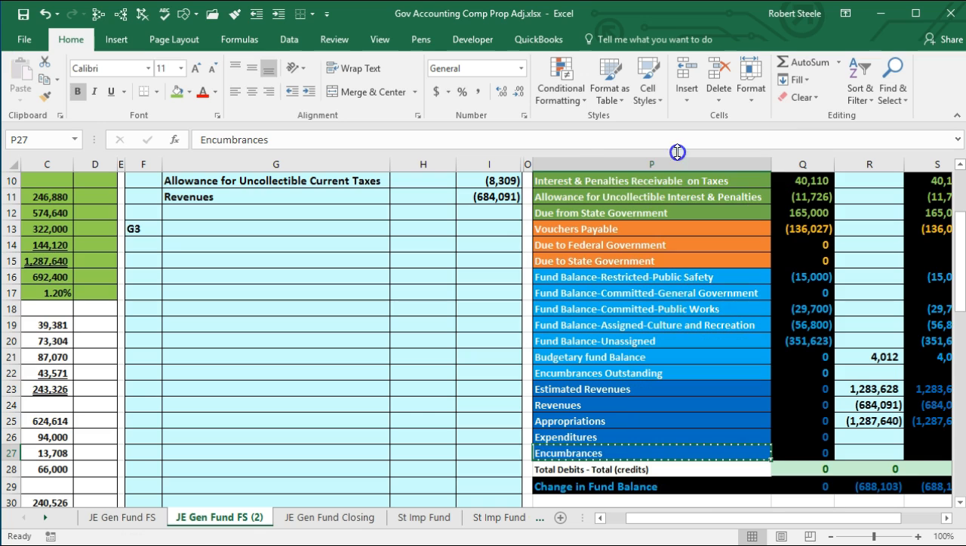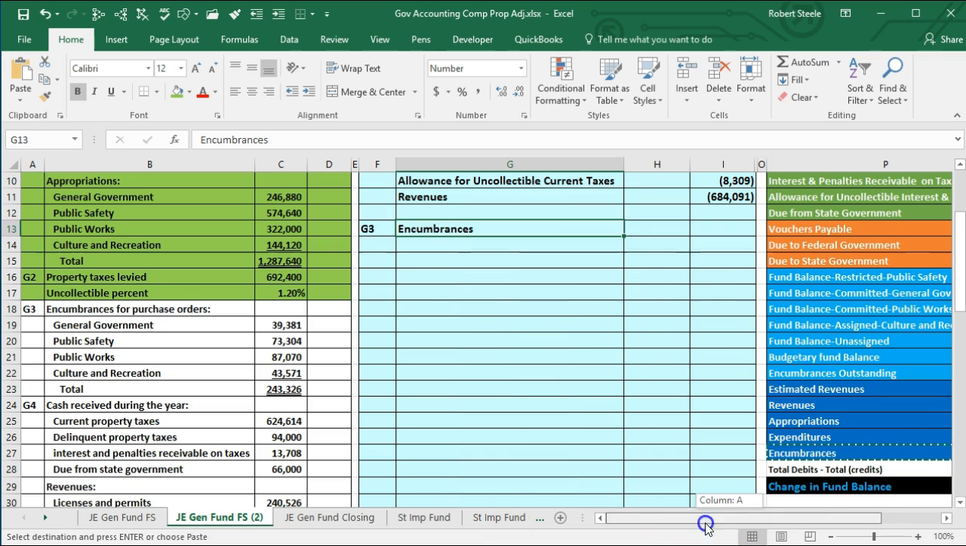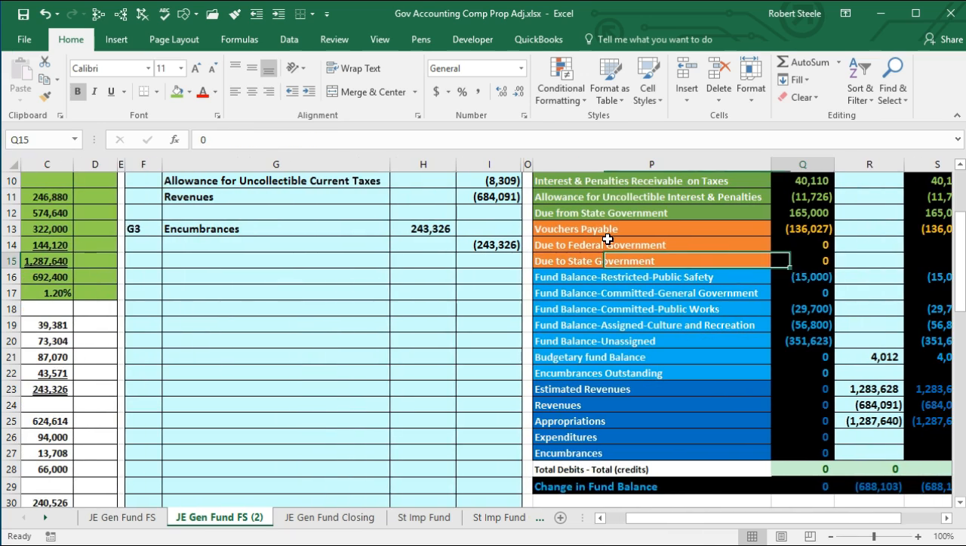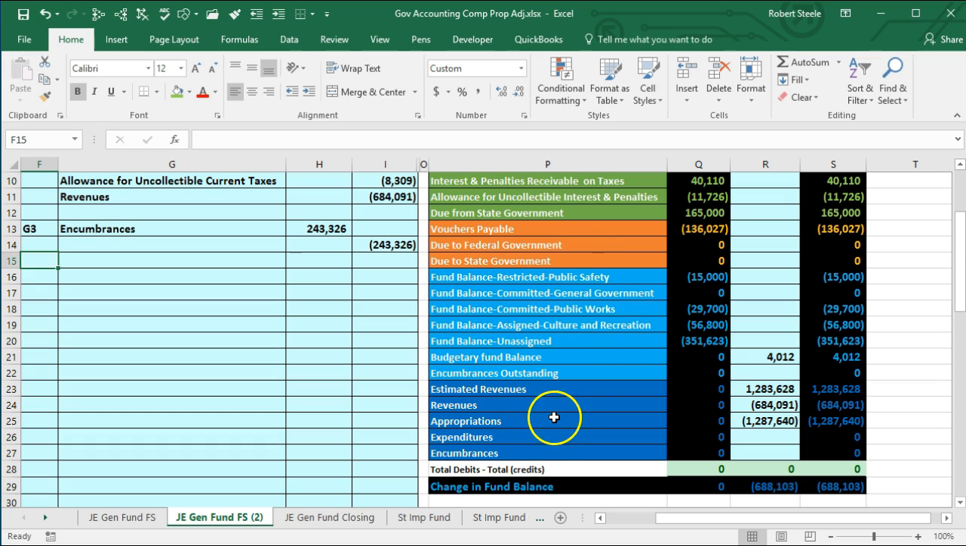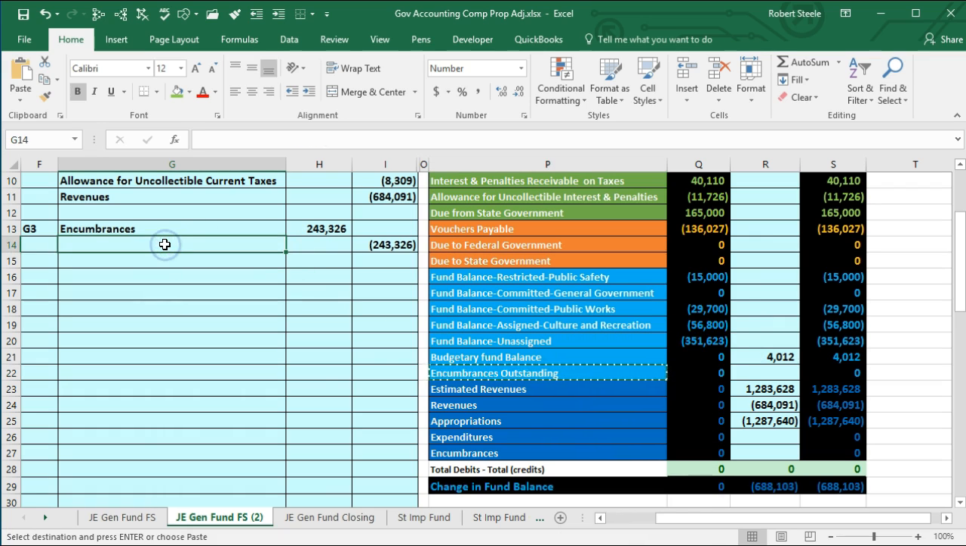Going to right click, copy that, put it in G13, right click, paste 1, 2, 3. The amount will be this amount right there. So that's 243,326. We're going to credit the same amount. So I'm just going to say negative of that number, same amount with a credit. And that will go to encumbrances outstanding. So we're just going to basically record both halves of it here. One being down here, kind of in the income statement section, the temporary account section, and then the encumbrances outstanding related to it. Right-clicking encumbrances outstanding, putting it in G14, right-click, pasting 1, 2, 3.